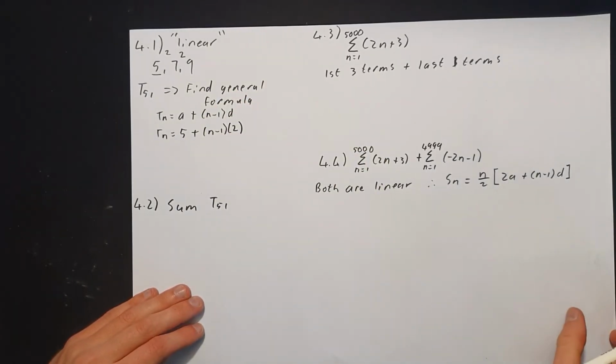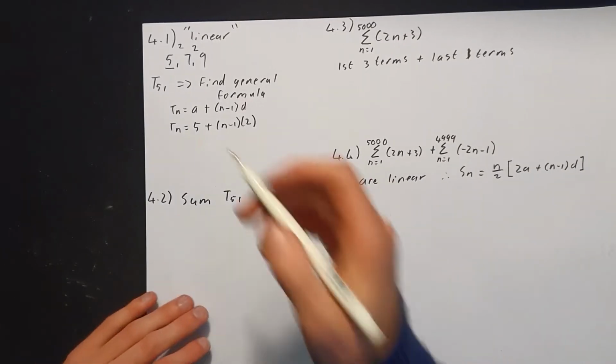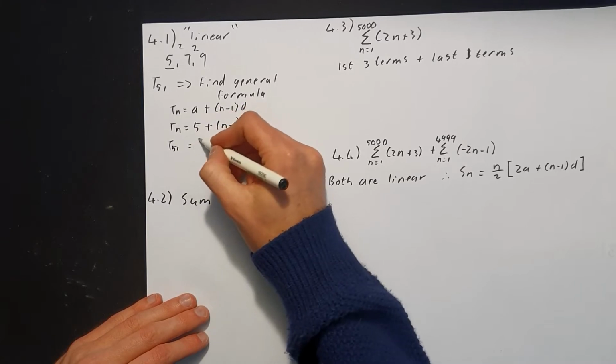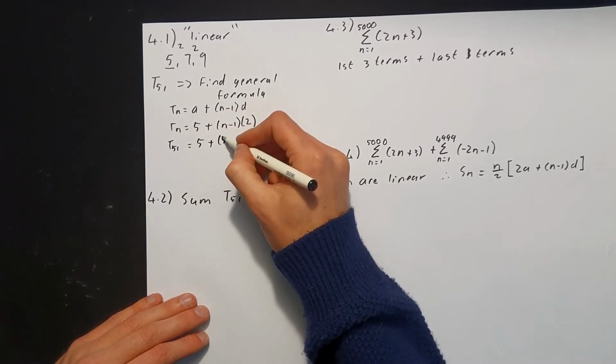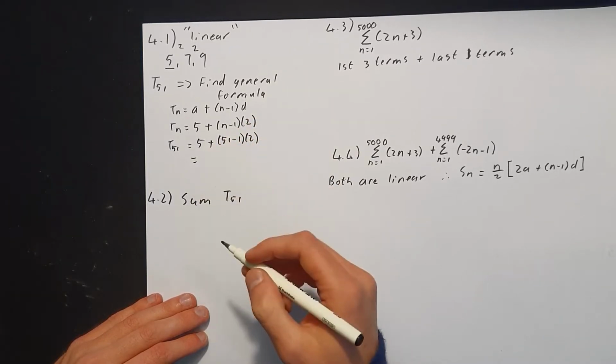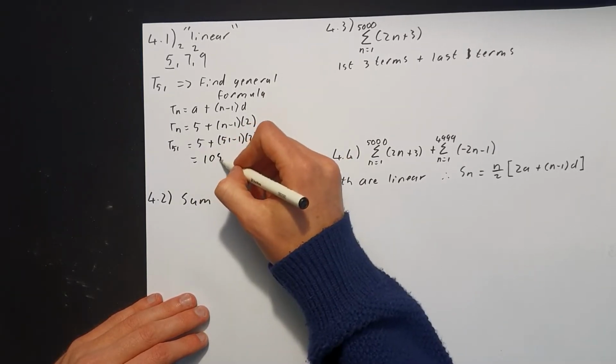Now we're looking for the 51st term, so we're looking for where n equals 51. So T of 51 equals 5 plus (51 minus 1) times 2. If you plug that into your calculator, you get a value of 105.